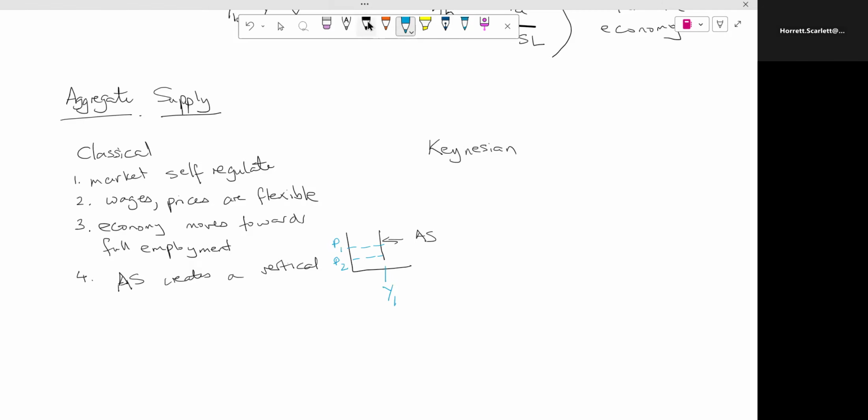The downside is that the short-term view of the economy is not considered. So the short-term view is not considered.